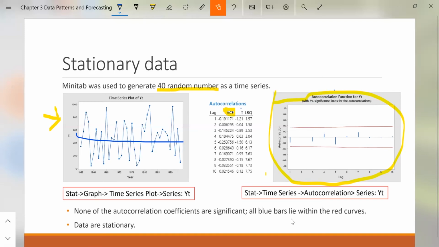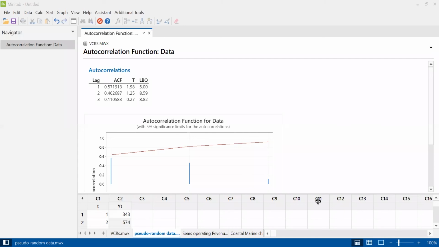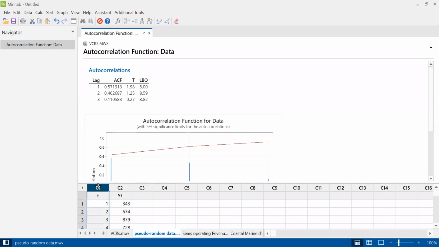So let's move to Minitab again, and I want to show you how to get this. You may already be able to do it, but it doesn't hurt, for practice purposes, to do this one more time. Let's move to Minitab and see how to get the time series plot and also the ACF graph. Here's the data. The name of the file is pseudo-random data. You will see 2 columns. The first column identifies the time, starting from 1, 2, 3, up to 240. The second column is the actual value of the data.